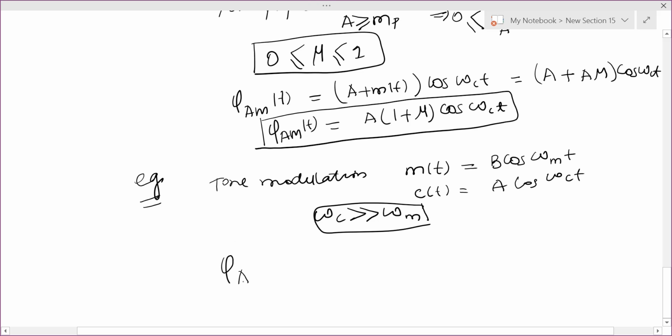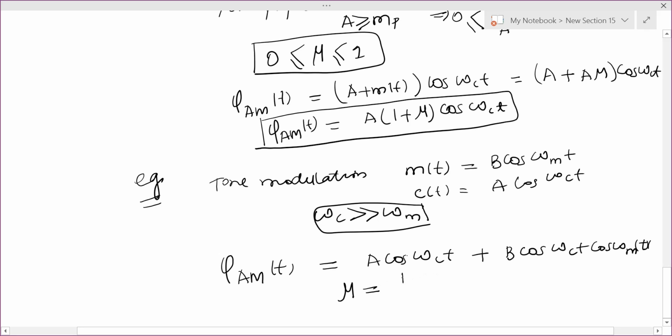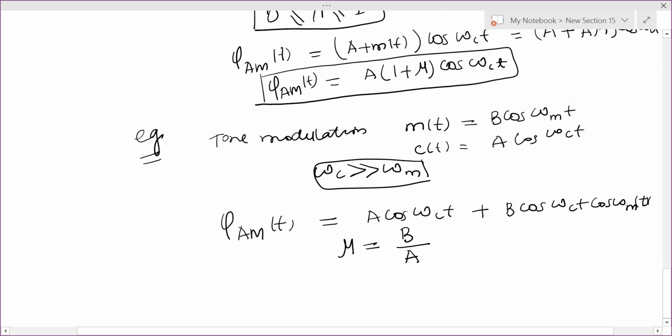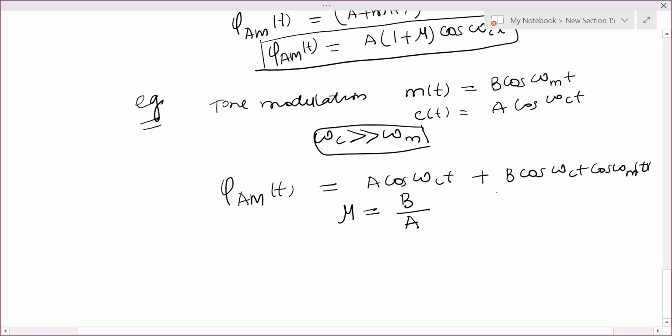Now how will phi am of t look like? It will be a cos omega ct plus b cos omega ct cos omega mt. And what is mu? Mu is the maximum amplitude of the message signal, that is b, divided by the maximum amplitude of the carrier part, that is a. Mu is equal to b by a.